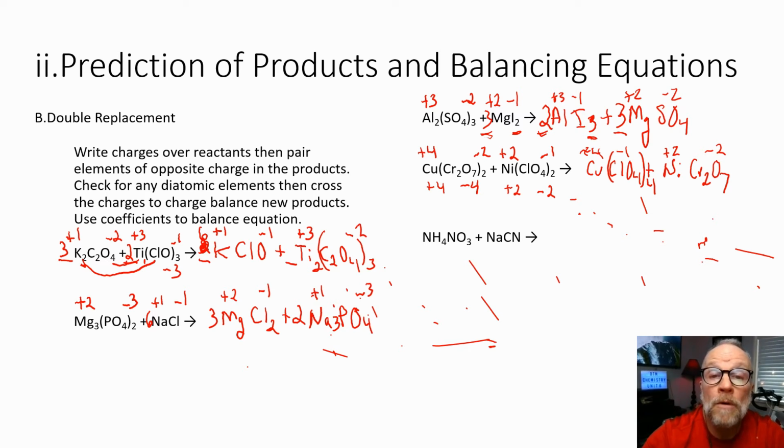So we have 1 copper and 1 copper here, 2 dichromates, but we only have 1 dichromate on the product side. So we'll have to put a 2 there. 1 nickel, but we have 2 nickels. So we have to put a 2 there. 2 times 2 is 4 perchlorates. And so we have 4 perchlorates on the product side. So we are balanced.